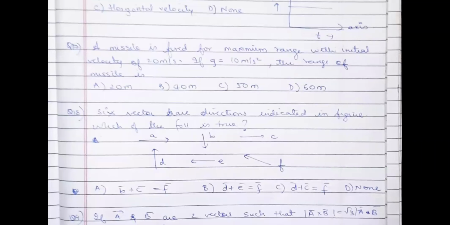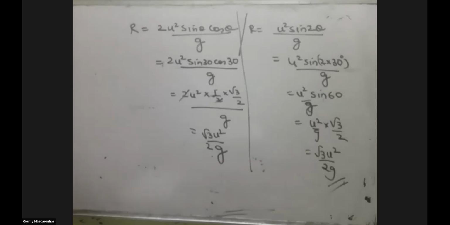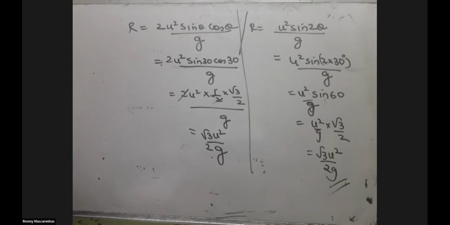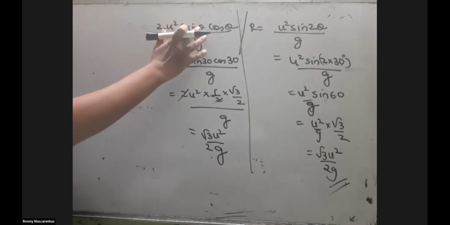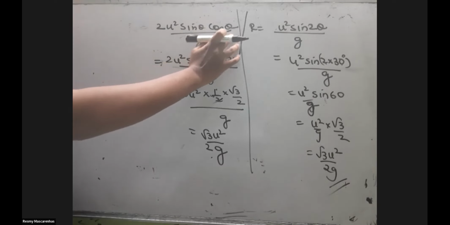Question number 17. A missile is fired for a maximum range with an initial velocity of 20 meters per second. g is given. What is the range? So we know for maximum range the angle should be 45 degrees. If you want to cover maximum distance, anything you throw, you have to throw it at 45 degrees. Only then it will travel the maximum distance. So for the range formula, you have to use 45 degrees here.